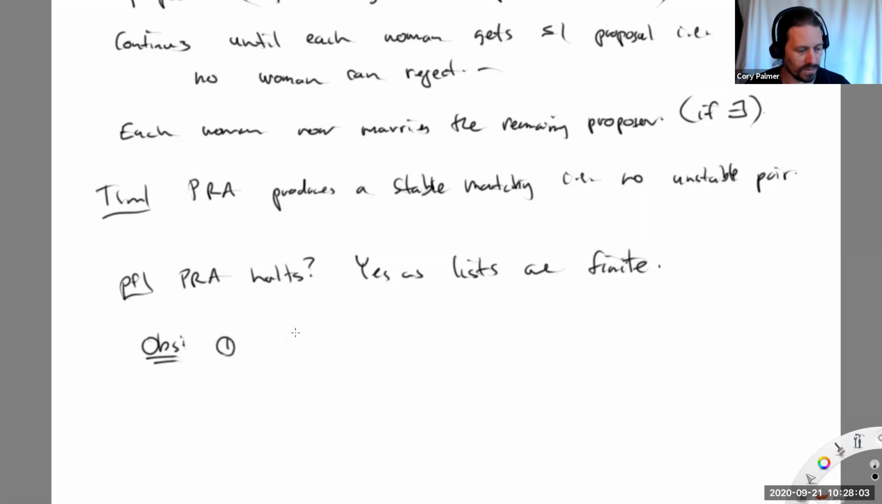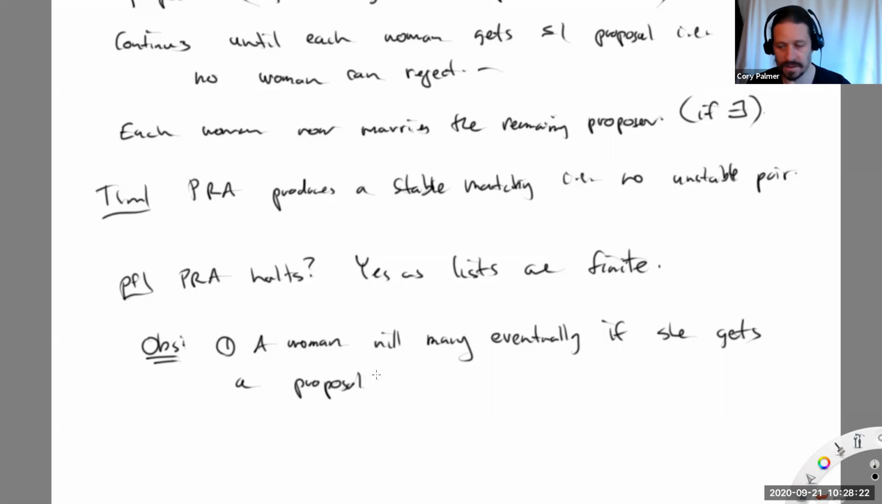Okay, so the first observation is a woman will eventually marry if she gets a proposal at some point. So as soon as a woman gets a proposal, she's guaranteed to marry, right? Because again, think of the algorithm here. She gets a proposal, and that means that she's got a man she's saying maybe to. And she'll never be in a situation where she doesn't say maybe, because once a man's getting a maybe, he's going to keep asking that same woman until she rejects him, right?